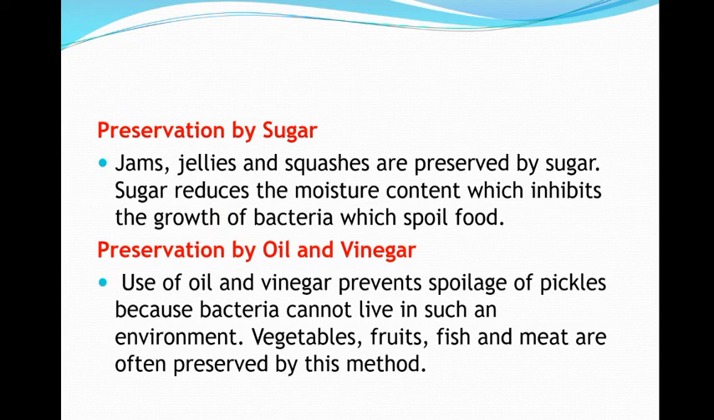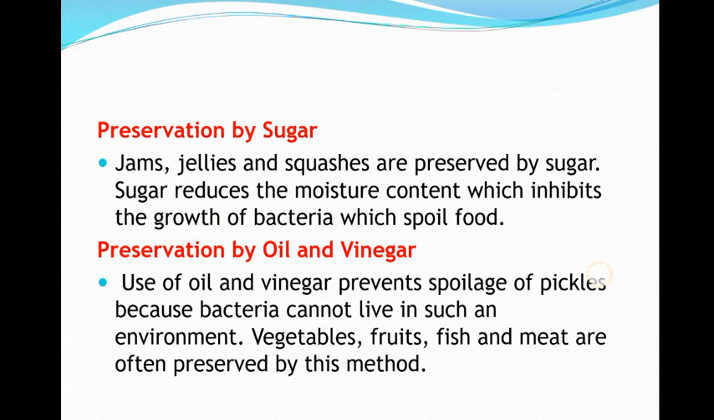The next one is preservation by oil and vinegar. The use of oil and vinegar prevents spoilage of pickles because bacteria cannot live in such an environment. It means these conditions are not suitable for bacteria. Not only pickles, but vegetables, fruits, fish and meat are often preserved by this method. By adding oil and vinegar, we can store vegetables, fruits, fish and meat. So this is also one type of preservation method.